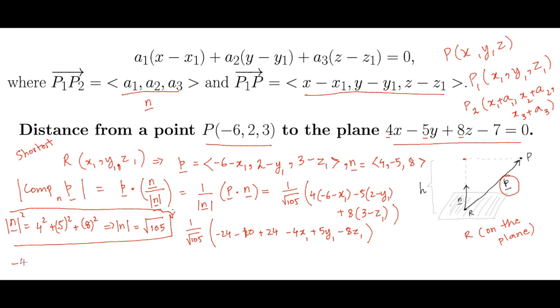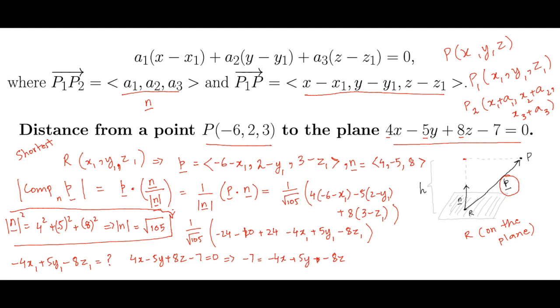So I can say minus 4x1 plus 5y1 minus 8z1 is equal to what? So then from here, if I have 4x minus 5y plus 8z minus 7 is equal to 0, I can bring all of them on this side. So this means negative 7 is equal to minus 4x plus 5y plus minus 8z.